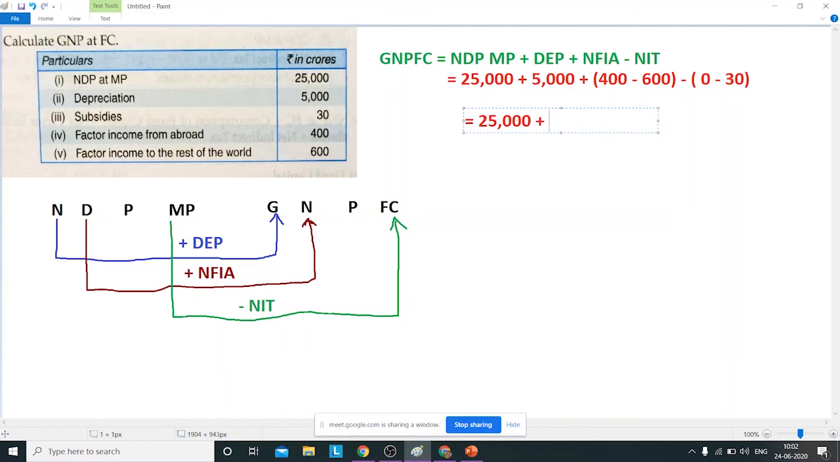25,000 plus 5,000 plus 400 minus 600, it is minus 200. So minus 200. Then here 0 minus 30 is minus 30. Minus of minus 30 is plus 30.